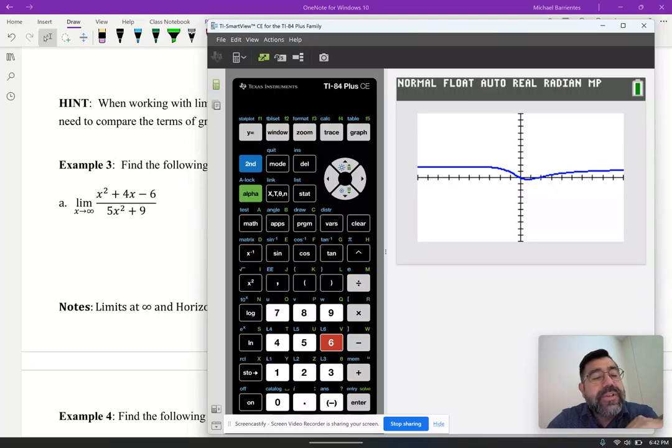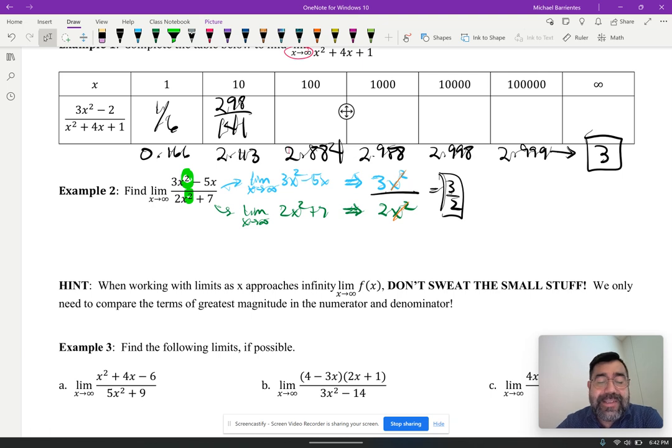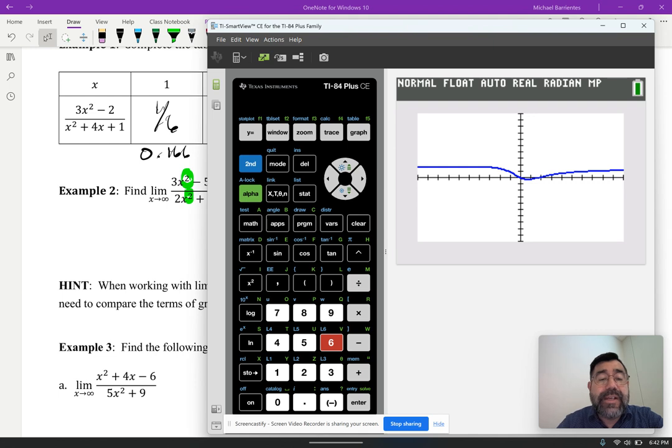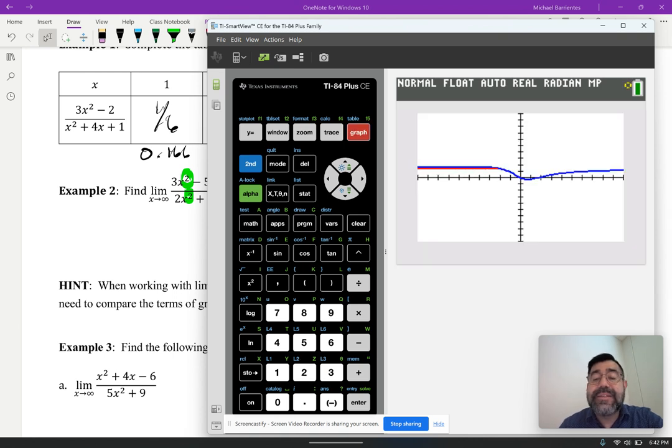I told you that I wanted to show you what this graph looked like. We predicted that the graph in example 2 was going to limit itself out on the right side, approaching 3/2. So I just wanted to show you, this is what the graph looks like. I'm going to come over here, and in Y2, I'm going to put 3/2. And you're going to see that it does level off as x approaches positive infinity.